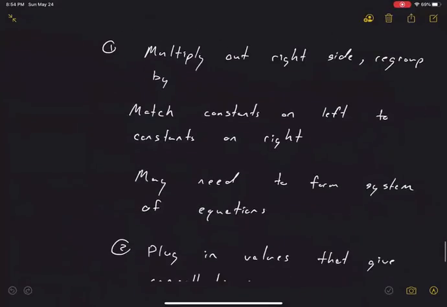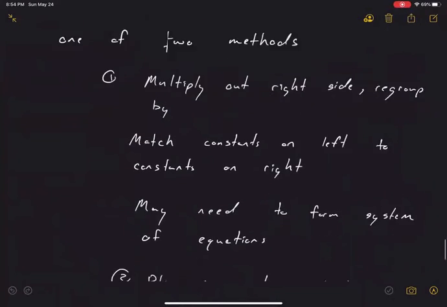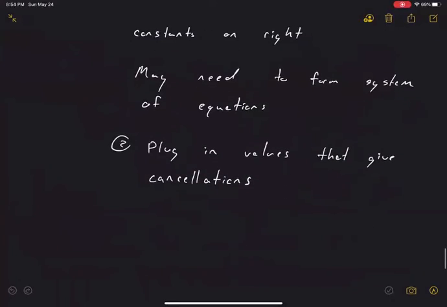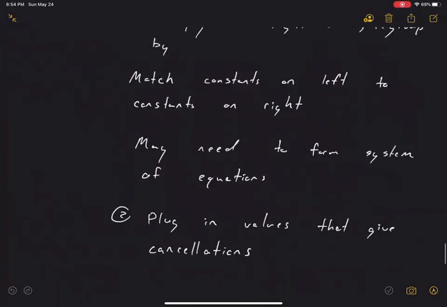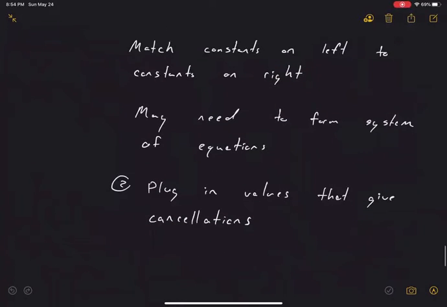Okay, so method 1 we just did. We multiply out the right side, regroup, match the constants. What's method 2? We just plug in values that are going to give us cancellations. It sounds a lot easier, right? So let's see how it works. The problem with this way is it's not always going to work. Sometimes we have to use the first method.